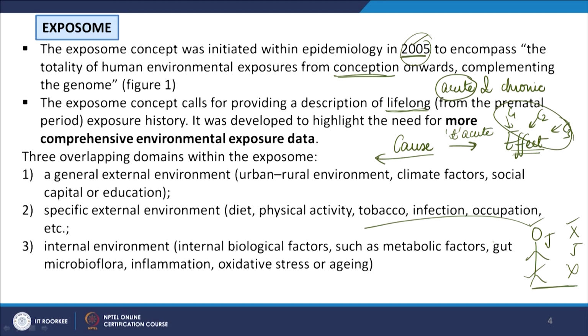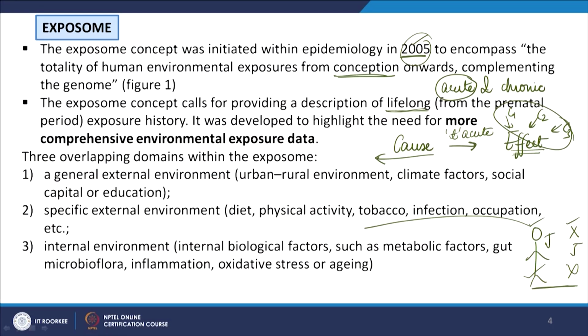In order to understand our exposome, we need to have information on 3 different domains. The first is your general external environment. For example, is this person from a developing country or a developed country? Are these people from a rural area or an urban area? What kind of occupation do they do? What kind of climate do they live in? Do they live in hilly terrain? Do they live in hot tropical climate places? What is their social status, their economic status, their educational status? So, we need to know the big things.